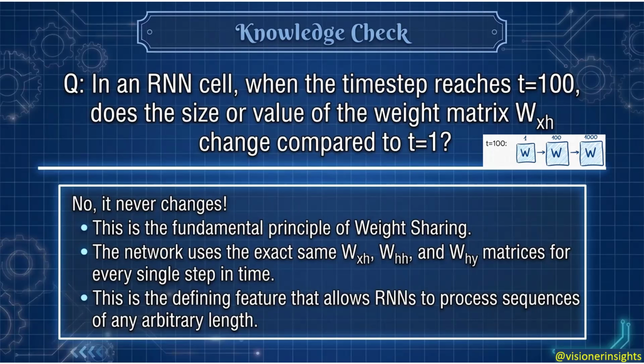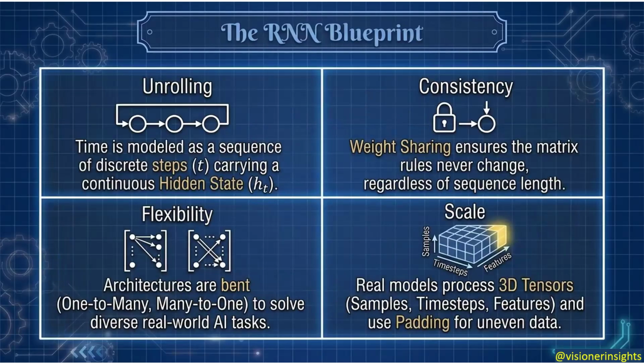Let's quickly summarize the 4 pillars of the RNN blueprint we've uncovered today. First, unrolling. We model time as discrete steps carrying a continuous hidden state. Second, consistency. Weight sharing ensures the matrix rules never change. Third, flexibility. We can bend these architectures to solve almost any sequential task out there. And fourth, scale. We deploy them using 3D tensors and padding to handle massive batches of messy, real-world data.